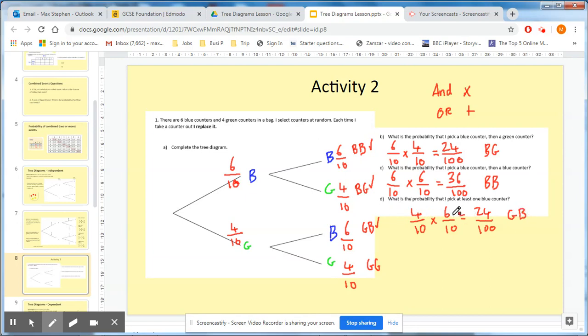So the probability I pick at least one blue counter, it could be blue and then blue, or blue and then green, or green and then blue. So I'm going to need to add these probabilities. So 24 over 100 plus 24 over 100 plus 36 over 100.